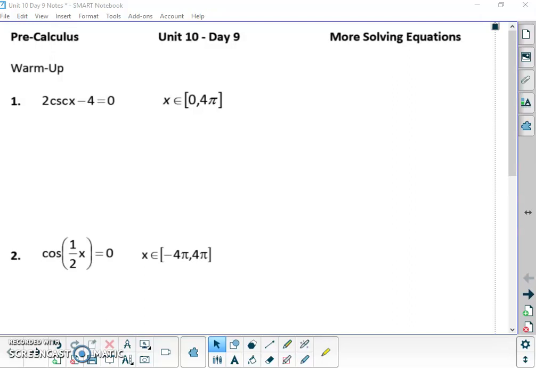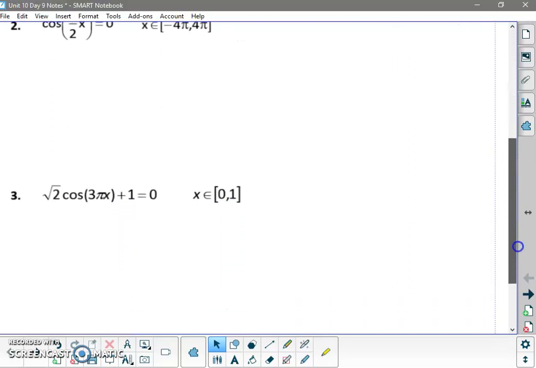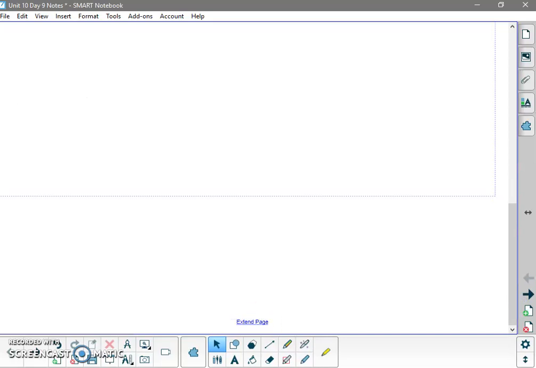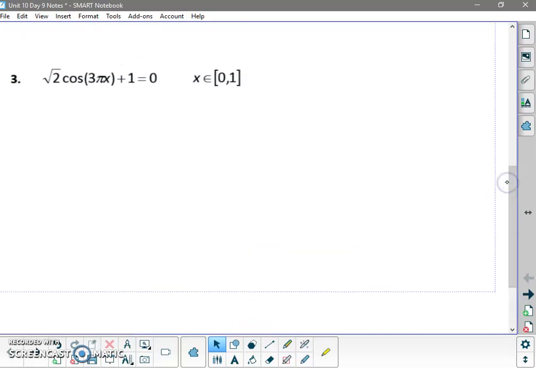We're going to solve more equations similar to what we did in Day 8. I'm going to skip the first couple. I know it says warm up here, but we had examples very similar to that you can look at. But I want to take a look at warm up problem number 3, because it's one of those more challenging questions.